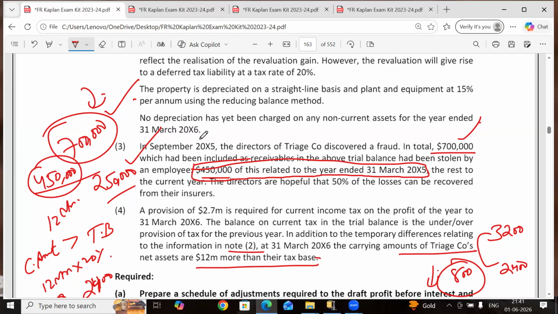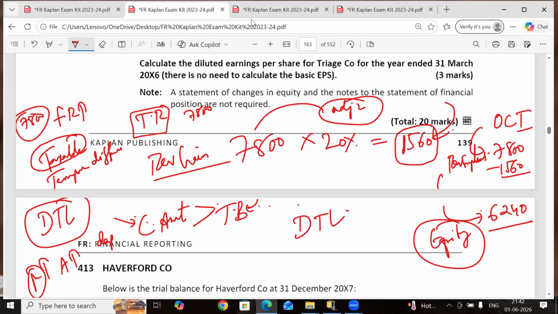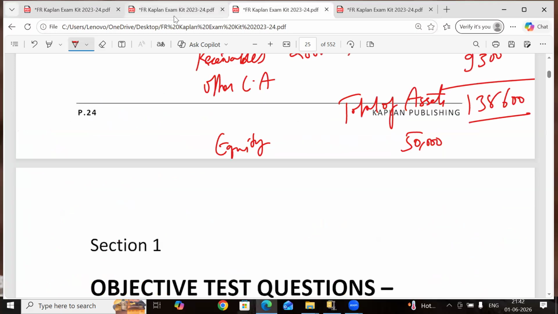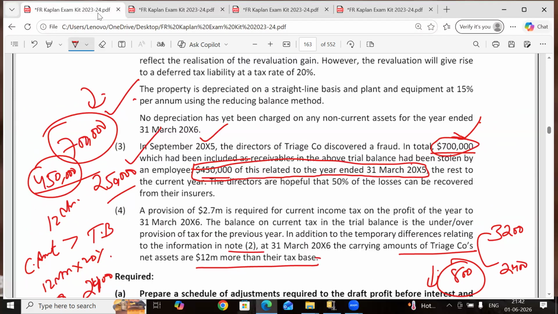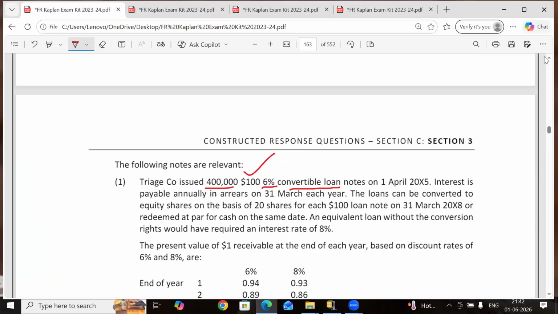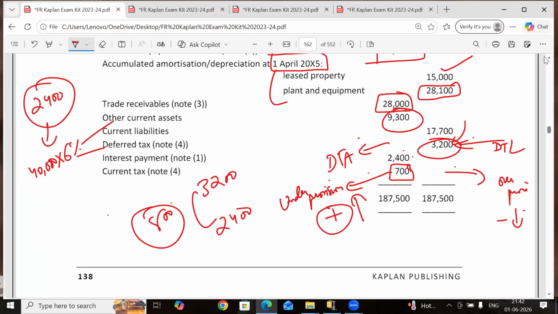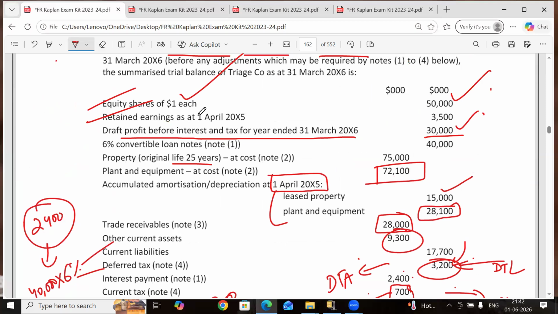Because mid of the year it was discovered, right? And 7 lakh which had been included in the receivables in the above trial balance had been stolen by an employee. The fraud has happened for this total amount. So we remove this. This much is related to the year ended 31st March. So the opening balance of retained earnings in the trial balance, retained earnings as at April 1st, 2005, opening balance.